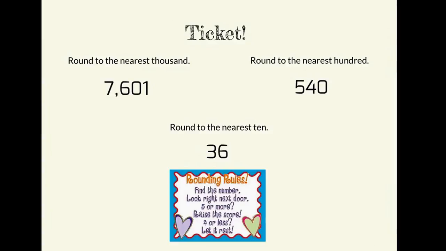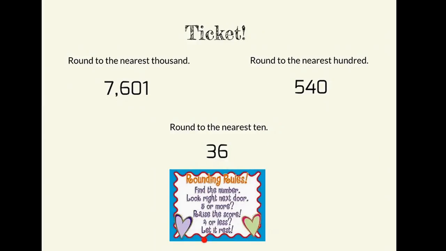Okay, boys and girls, it is now your turn to try these new skills we've learned today. On your ticket, I'd like you to take a look at 3 different numbers, and I'd like you to round them to the places that they're asking you to. For the first one, you have the number 7,601. I'd like you to round that to the nearest thousand. For number 2, you have the number 540. I'd like you to round that to the nearest 100. For your last one, number 3, you have the number 36. I'd like you to round that to the nearest 10.